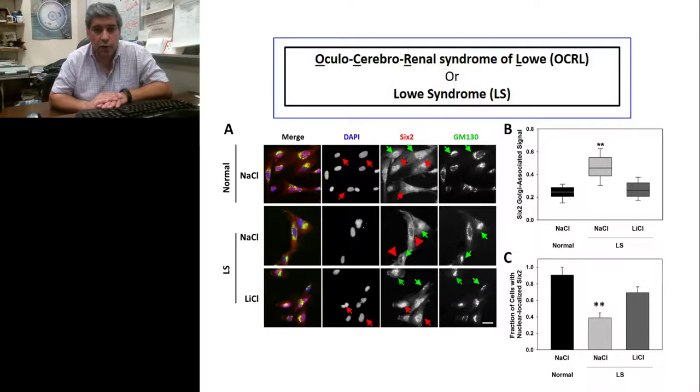If you go to the row below that, what you're going to see is Lowe syndrome cells. The red arrowheads point out nuclei that are actually lacking 6-2. Interestingly, the 6-2 seems to be localized, or mislocalized, to the Golgi apparatus. And that's a place where OCRL localizes, so we think it's connected.